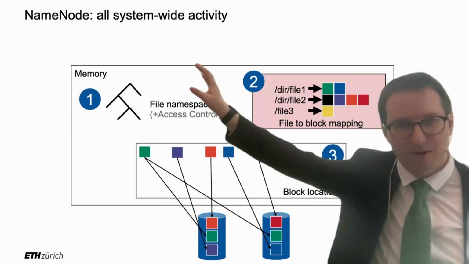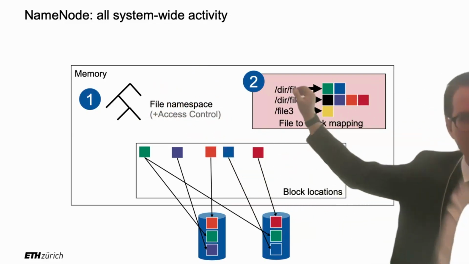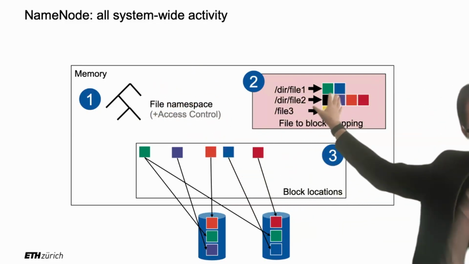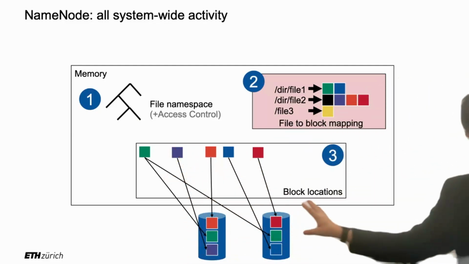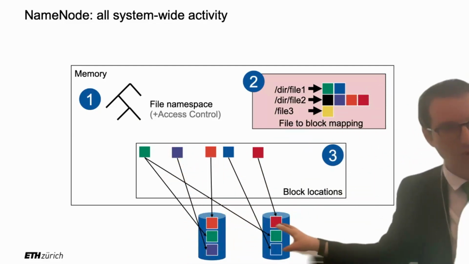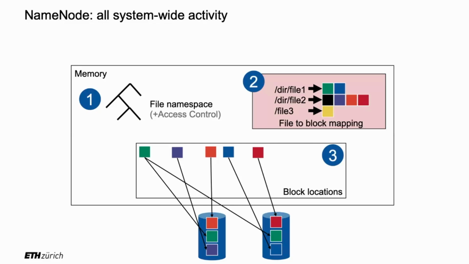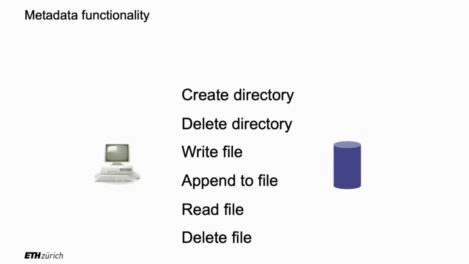All right. The hierarchy, the mapping of the files to the block identifiers, and the mapping of the block identifiers to the location, meaning the data nodes on which there is a copy of the blocks. Who is with me? Right. So these are the 3 things on the name node.